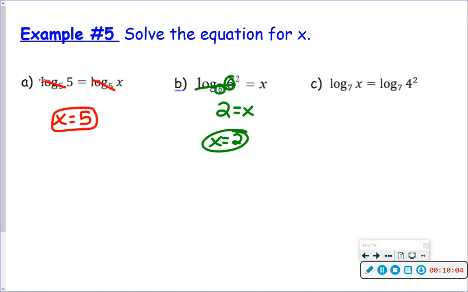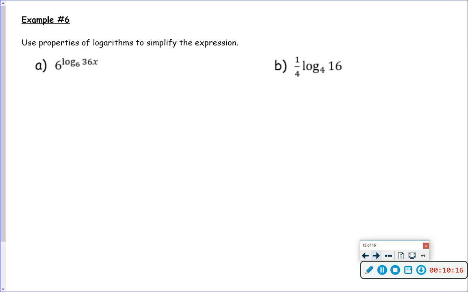All right. C, same type of thing as A, log with the same base on either side. They're going to cancel each other out. 4 squared, let's just calculate that in our head. Let's put 16 for 4 squared. Nothing too shabby there. All right, more properties. So this time we're in exponential form, but your base are the same. So they're going to cancel each other out. So we're left with 36x.